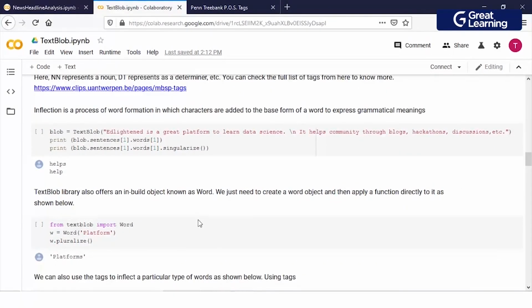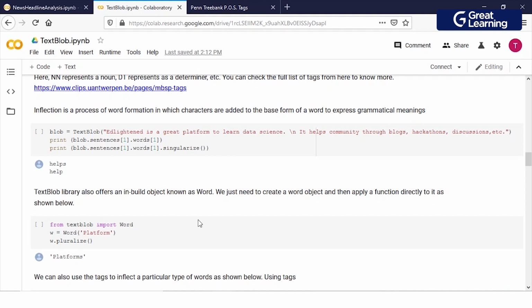Okay, then comes the process of word formation added to the base word. So I've kind of made the base word. You can make words out of the base word. So blob dot sentences one dot words one. What will this print? Can you tell me what it will print? In the first sentence, it will print the second word. Or will it pick up the second sentence and print the second word? Think for a minute what it will do.